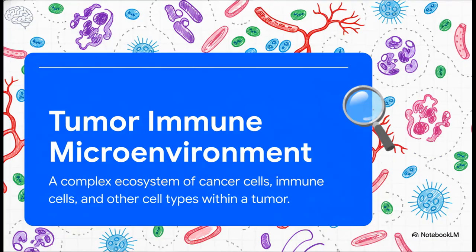And this battleground, it actually has a name. It's called the Tumor Immune Microenvironment, or TIME for short. And it's not just some simple field. You've got to think of it more like a bustling, chaotic city. You've got the cancer cells, sure, but you also have all these different types of immune cells, support cells, blood vessels, and they're all interacting in this wild ecosystem that decides if a tumor grows or shrinks.